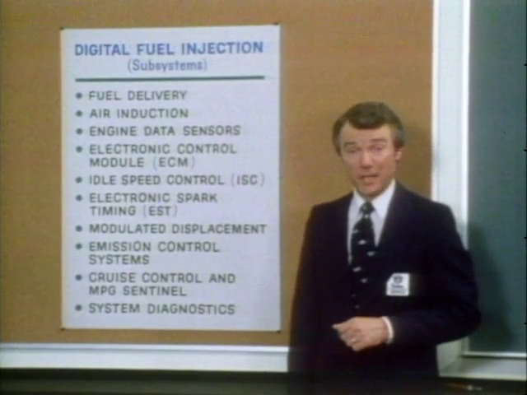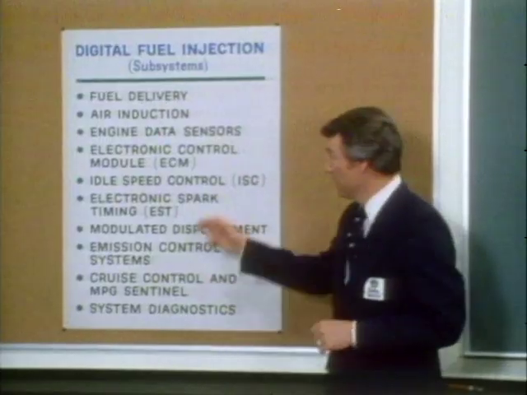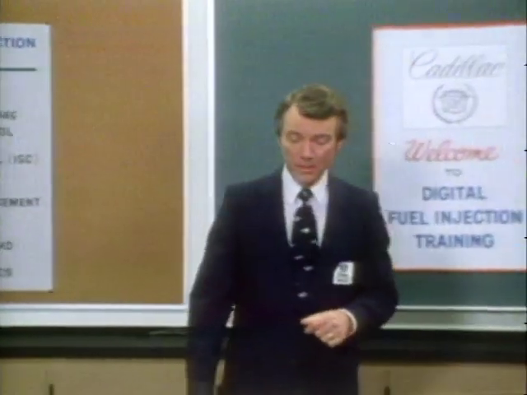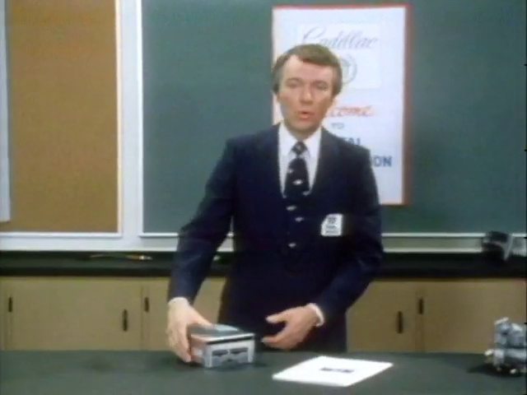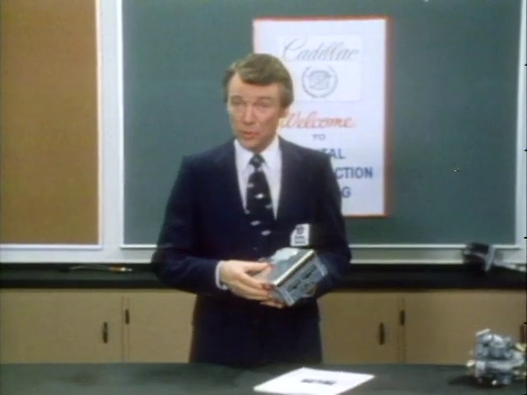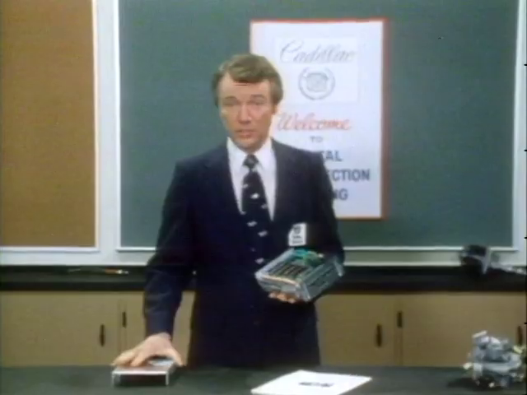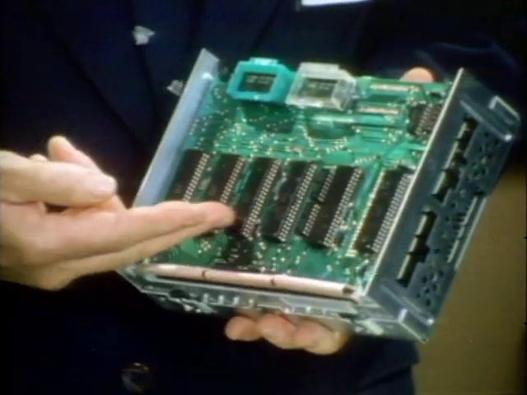Now let's turn to the next DFI subsystem, the electronic control module, referred to as the ECM. This component is at the core of the DFI system. It is responsible for monitoring and controlling all of the DFI system functions. The brain of the ECM is called the Central Processing Unit.